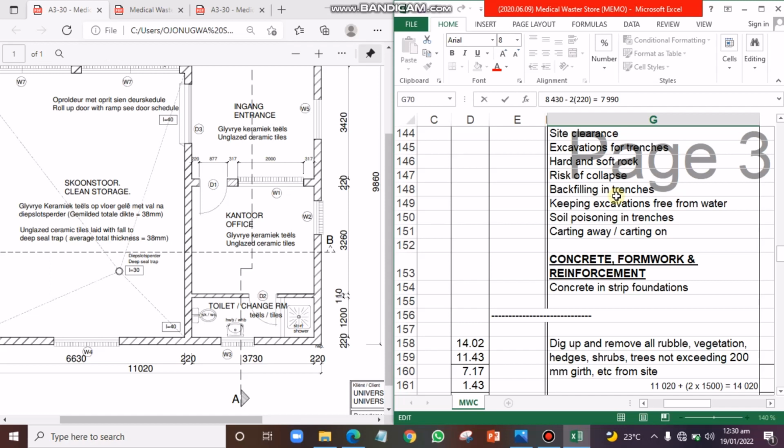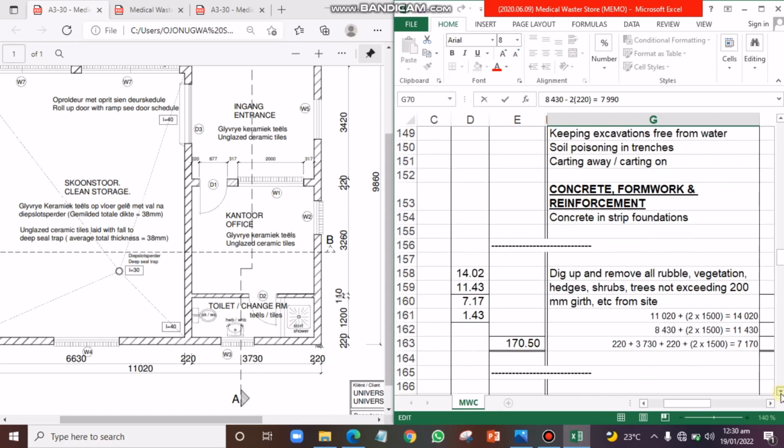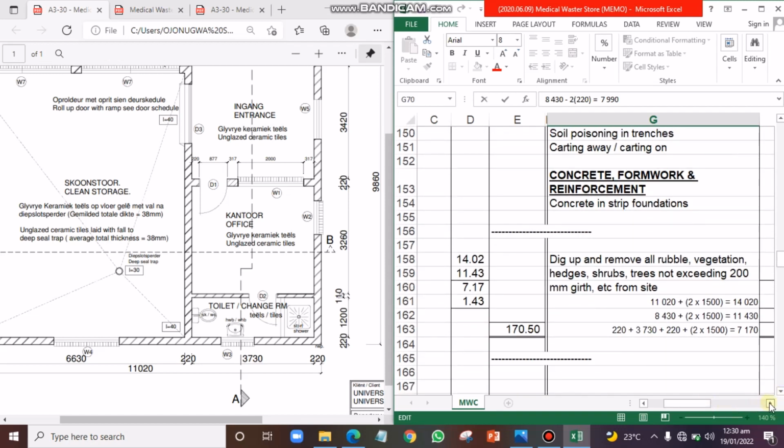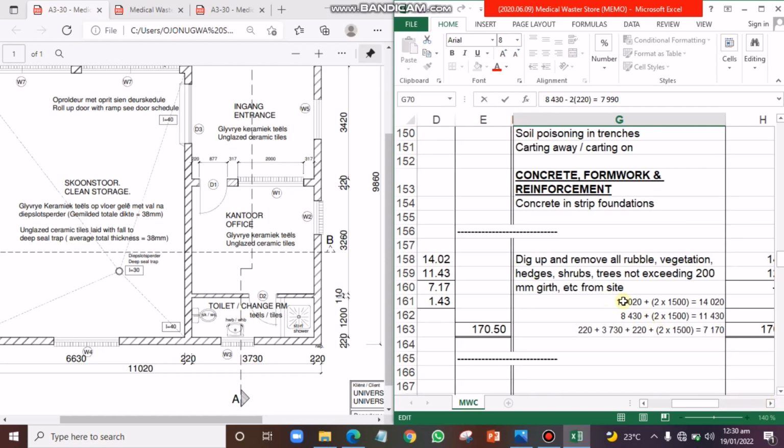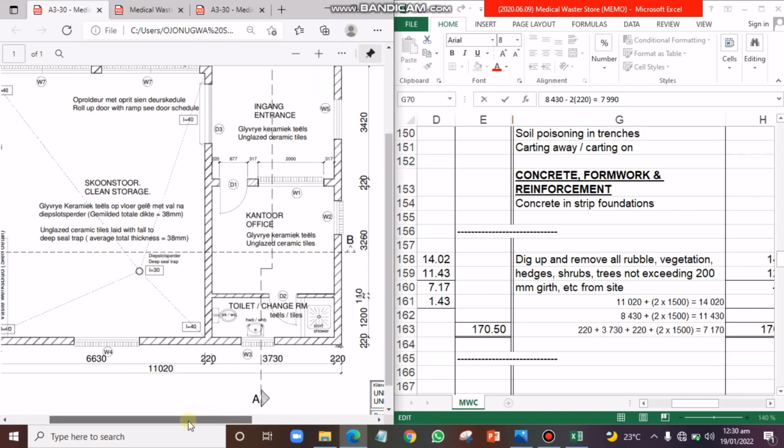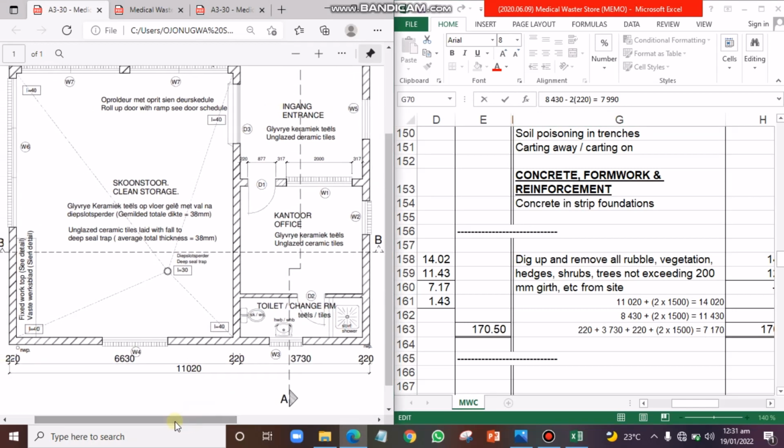So for this particular takeoff list, what we have first is the site clearance. So I'll move down. This is our site clearance. Now we have the length of 11.02, which is this length here that we can see on the floor plan, 11.02, and the 11.02 commences from this point and ends at this point here.